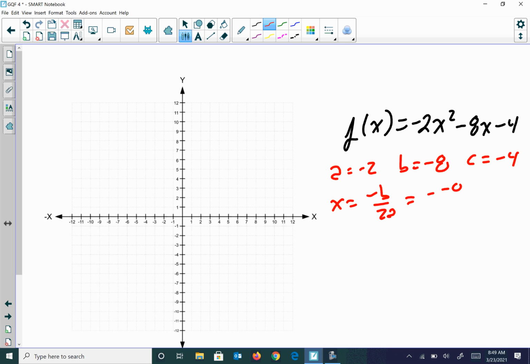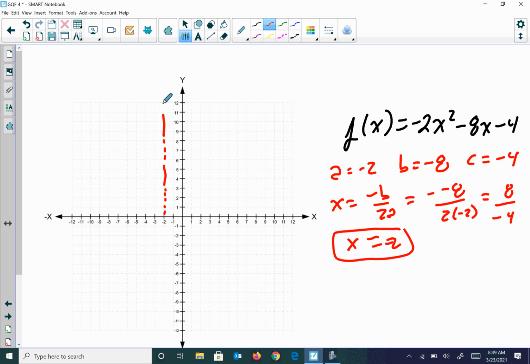X equals -b over 2a. So I get -8 over 2 times negative 2. Negative 8 is positive 8. 2 times negative 2 is negative 4. So x equals? Negative 2. Yay! I seem to be hovering around this positive and negative 2, don't I? Oh boy, I hope you forgive me for it. So vertex, negative 2 comma, how do I get the other value?